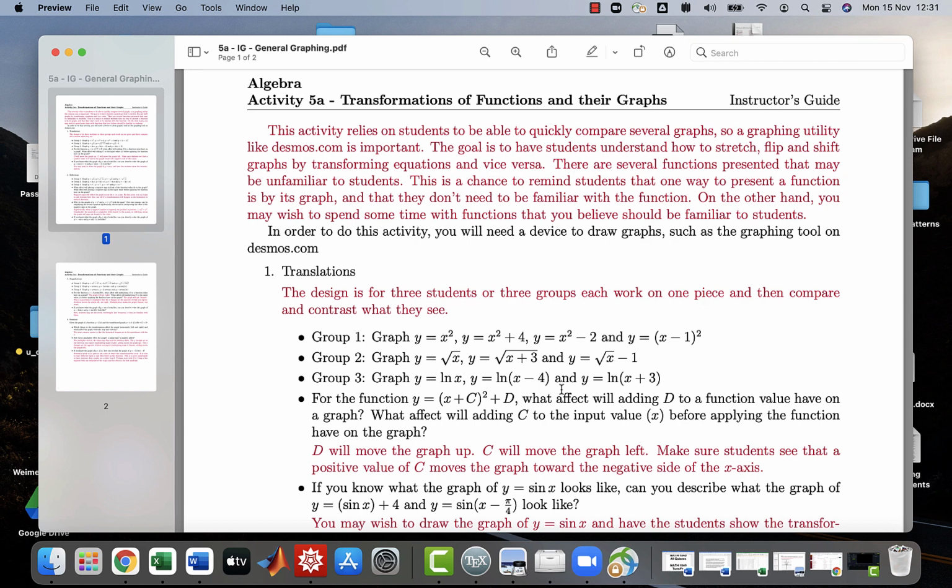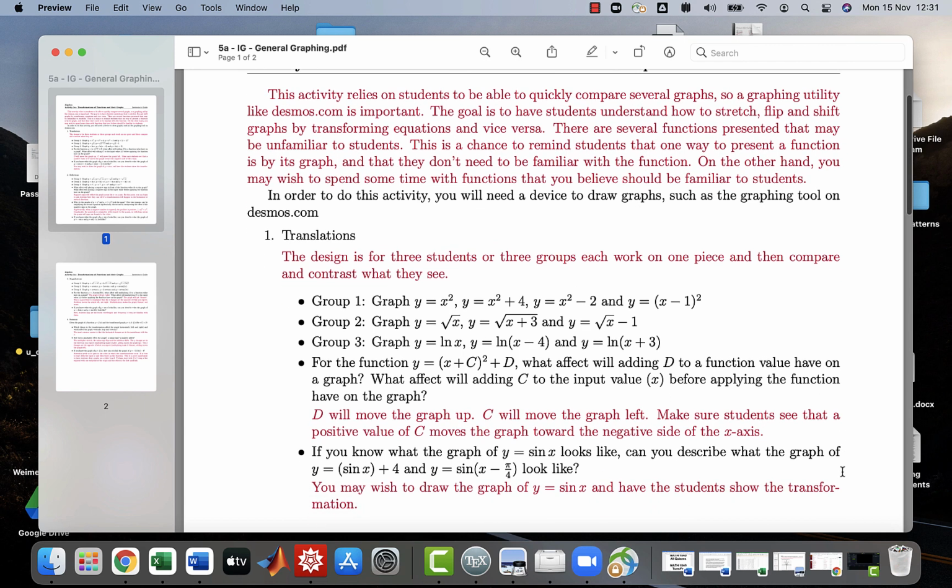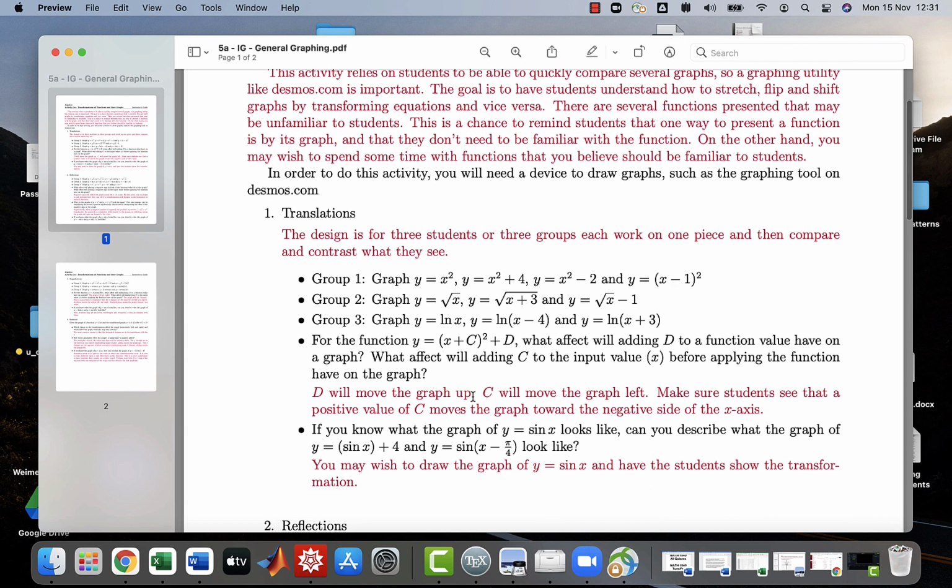So step 1, just to get them to see that the D is shifting it up and down, the C is shifting it left and right. At this point, they can already get used to the fact that the Y changes will make sense, plus is up, but the X changes are the opposite of what you expect. Plus goes left and minus goes right.